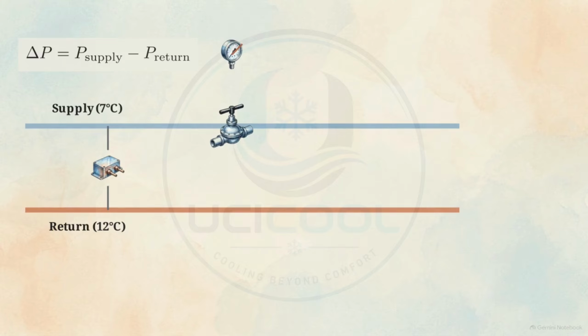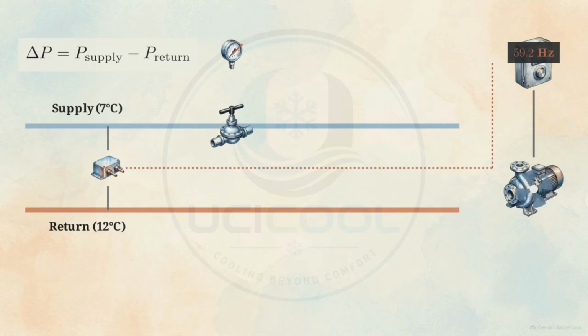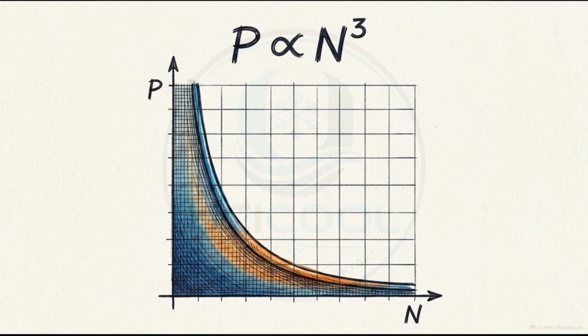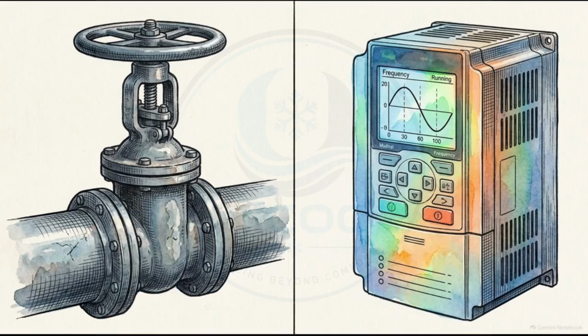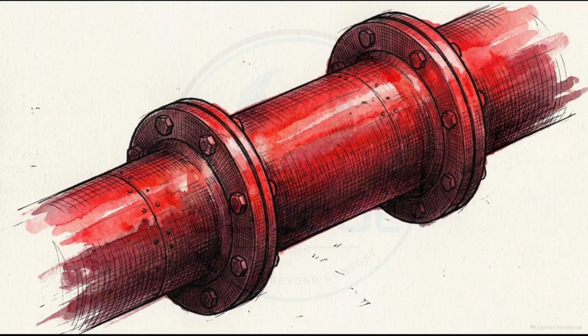As building valves close under low load, the supply pressure spikes. The sensor detects this and signals a variable frequency drive to lower the electrical frequency, slowing the pump down. Slowing the motor frequency leverages the pump affinity laws, which dictate that power consumption decreases by the cube of the speed reduction. This nonlinear relationship allows a small drop in motor speed to result in a massive reduction in electrical load, offering greater efficiency than mechanical throttling. However, manipulating flow and pressure has strict thermodynamic limits.